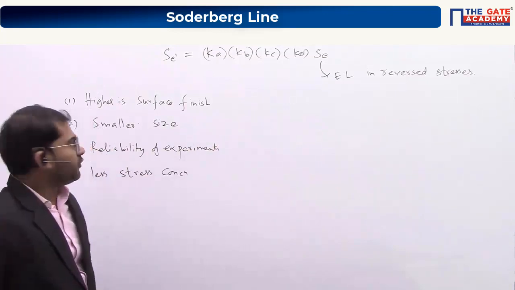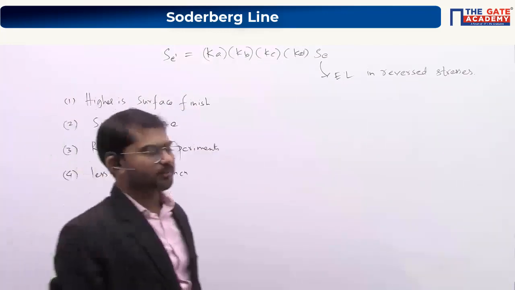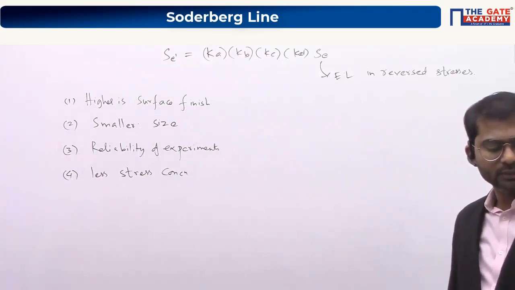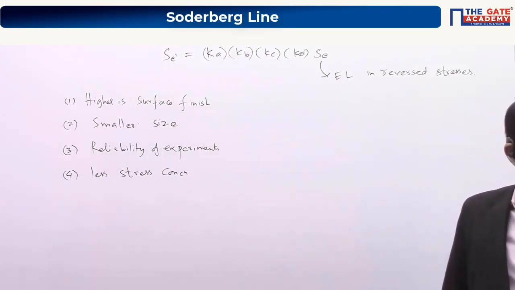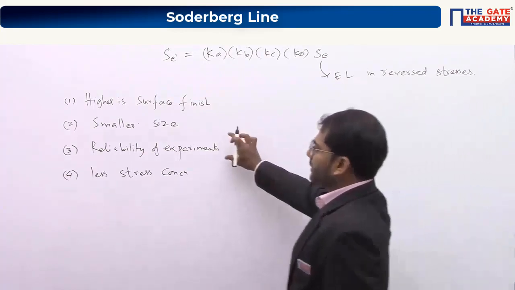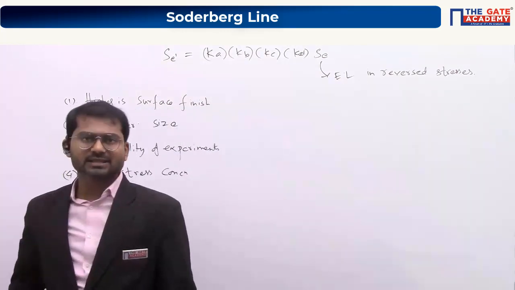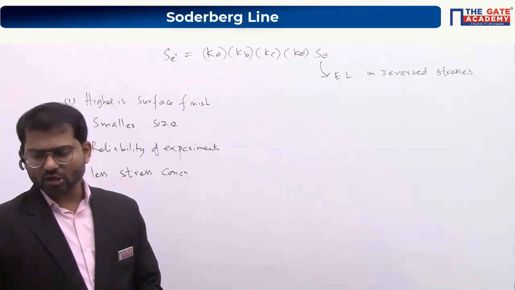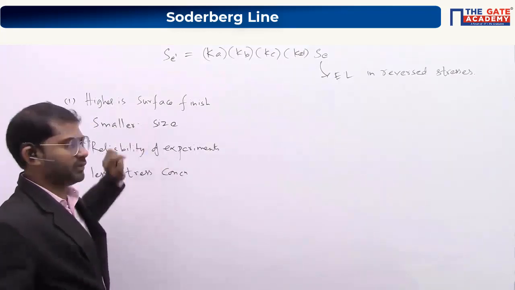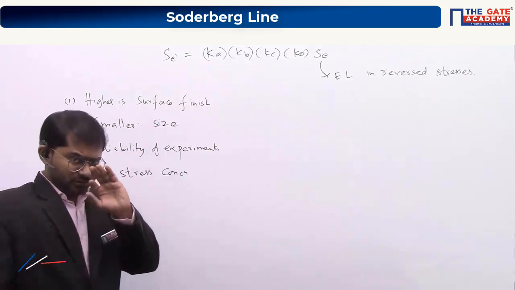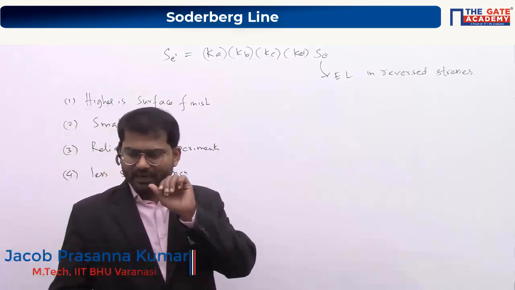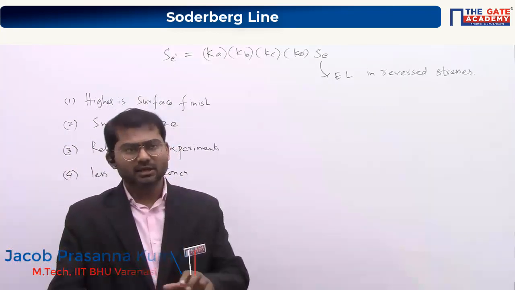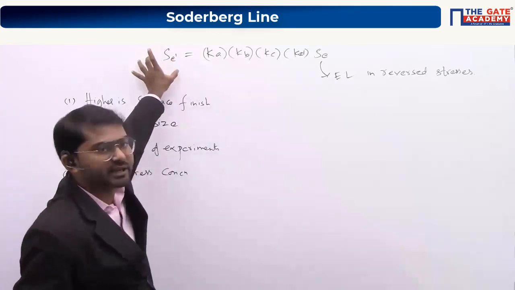Understood? So we expect higher surface finish, smaller size, higher reliability in the experiments, and lesser stress concentration. Now, this question is all about this one and this one, right? In the question, it's written that the endurance limit of a beam subjected to pure bending decreases. So they are expecting this value to decrease.